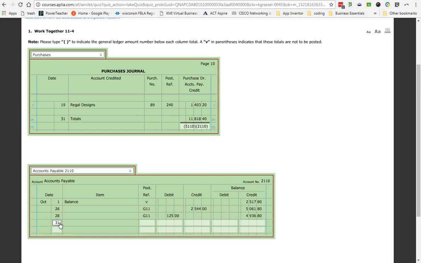Date's 31st, P10. Crediting it $11,818.40. Previously had a credit balance, so 2 credits means you add. And then ideally I would go write 2,110 up there for Applia, but it doesn't let me write them separately, so I just put them together before.